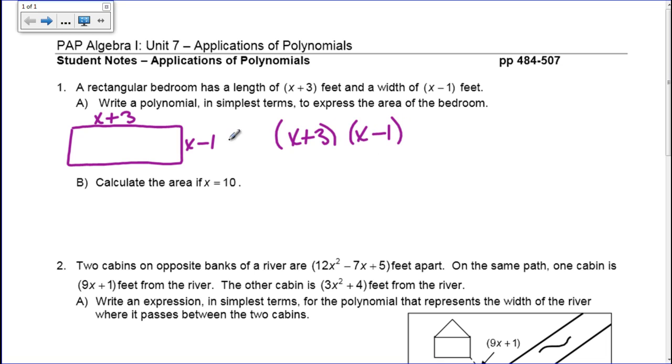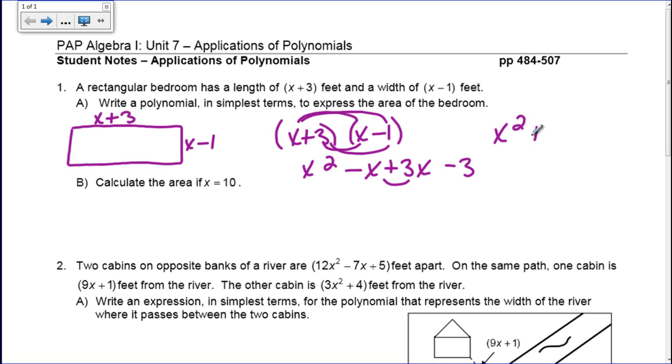So we're going to multiply these two things together because I've got a binomial times a binomial, and I'm going to do the distributive property thing. So x times x makes x squared. X times negative 1 makes negative x. 3 times x is 3x. And 3 times negative 1 is negative 3. So I will combine my two middle terms here and end up with x squared plus 2x, because negative x plus 3x makes 2x, minus 3. This is your polynomial in simplest terms for the area of the bedroom.